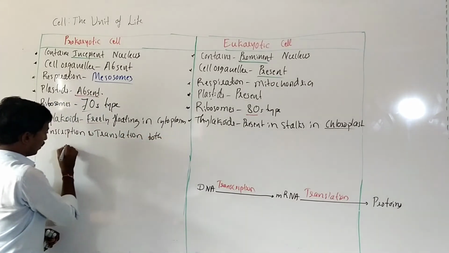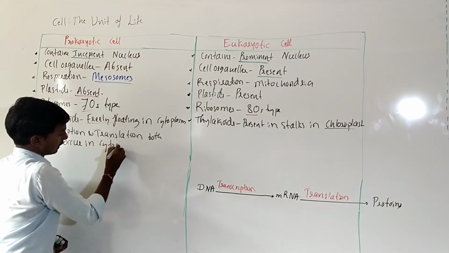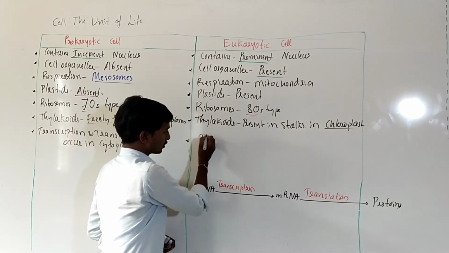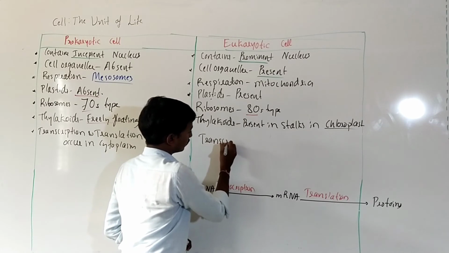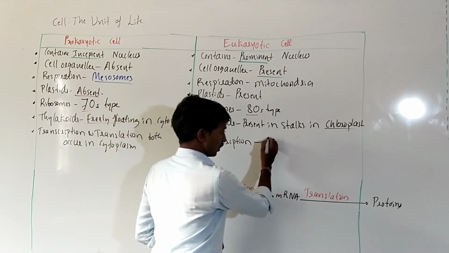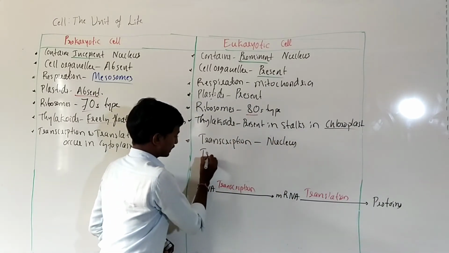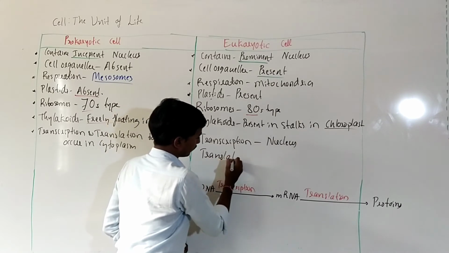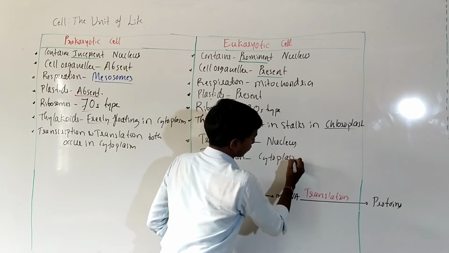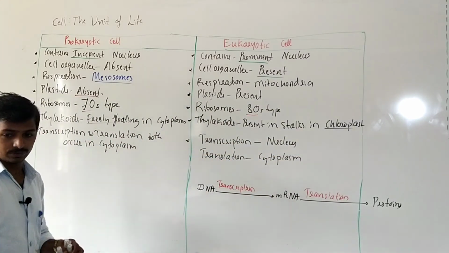both occur in cytoplasm. But in eukaryotes, transcription occurs in the nucleus and translation occurs in the cytoplasm. We'll discuss this in detail.